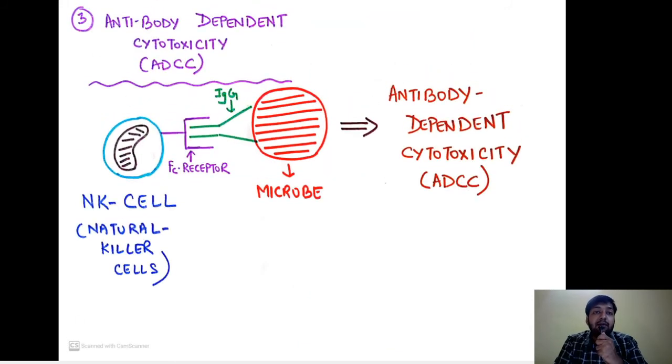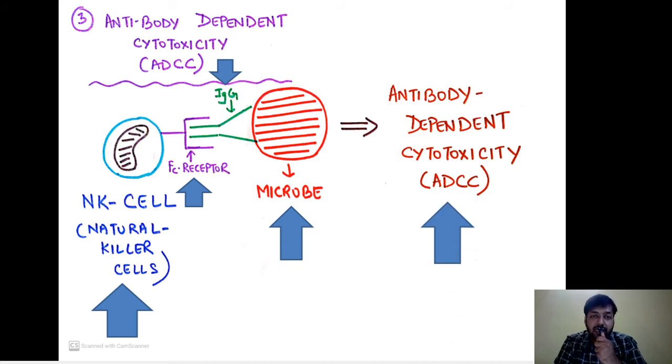Now going ahead, antibody dependent cell cytotoxicity is very similar to opsonization and phagocytosis. The only difference is that here, instead of a phagocyte, we have natural killer cells, and we have the microbe. The IgG which is present on the microbe has an FC tail, and that FC tail is recognized by the FC receptor present on the natural killer cell. Once they recognize the microbe, they cause killing of that particular microbe, and this process wherein the natural killer cell comes into the picture is called antibody dependent cytotoxicity.